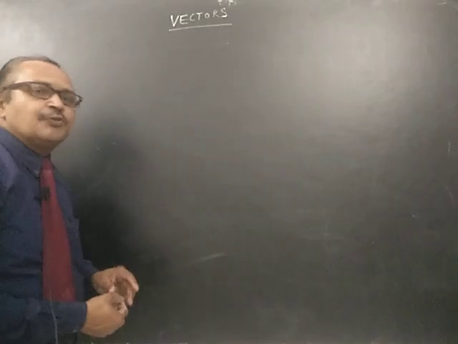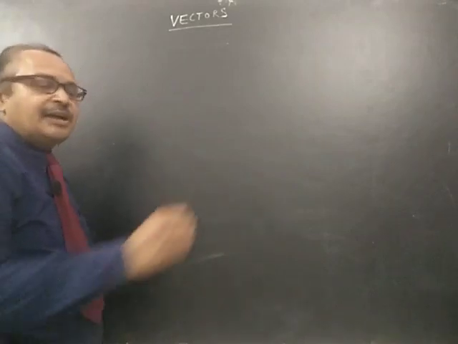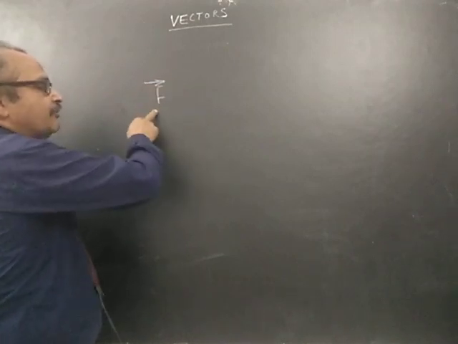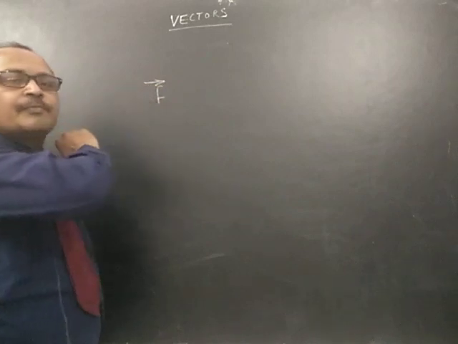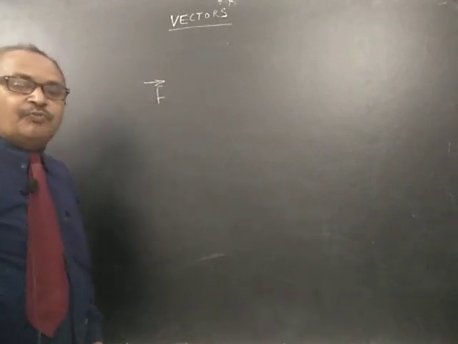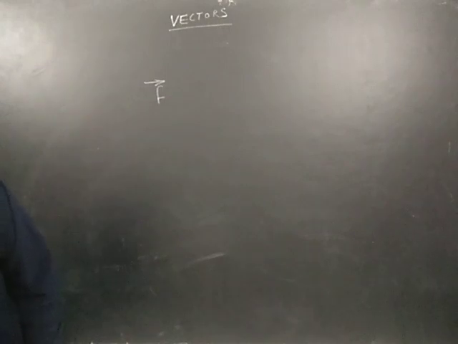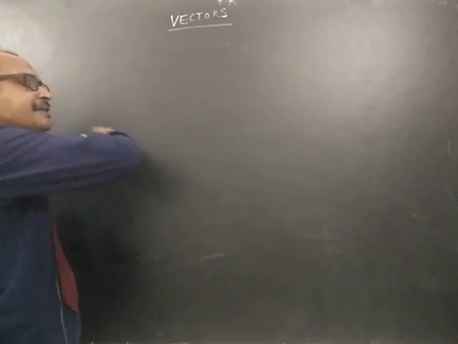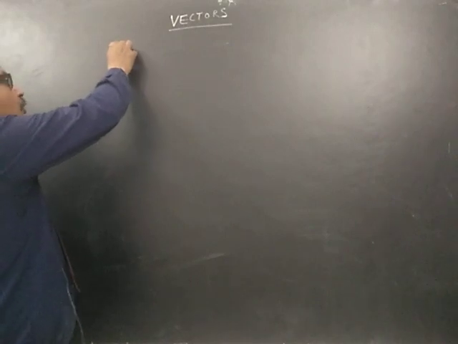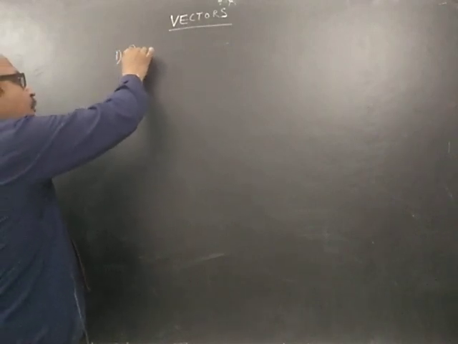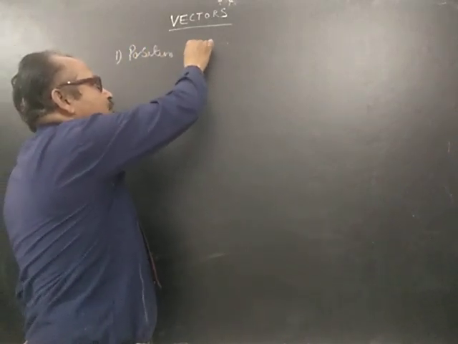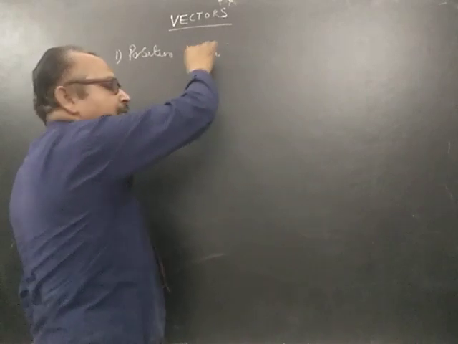For example, when I say force, how will I write force? Because force is a vector quantity, it will be expressed with an arrow. Is it clear, my dear friends? So vectors are represented by placing an arrow above the head. Now we are talking about different types of vector, out of which the first type is what we call the position vector.